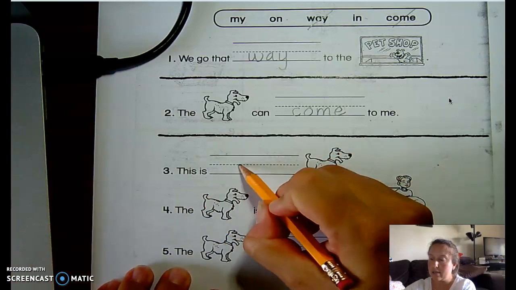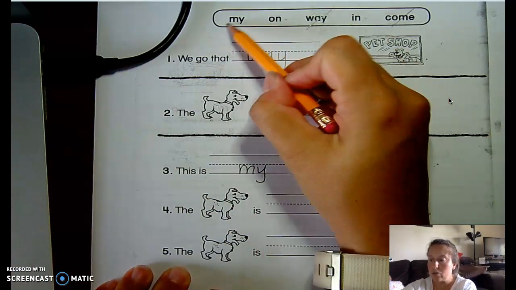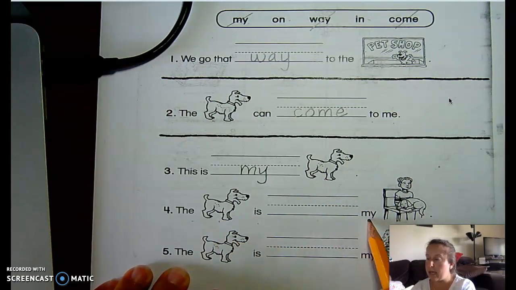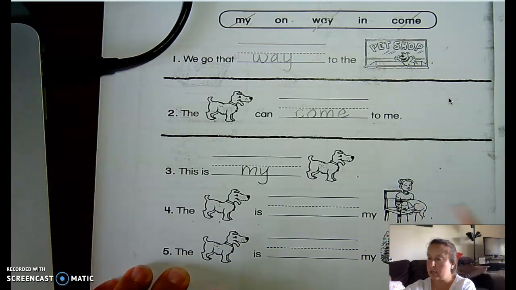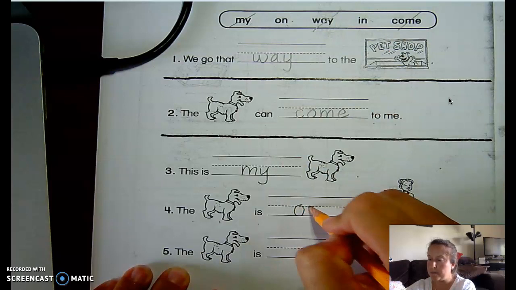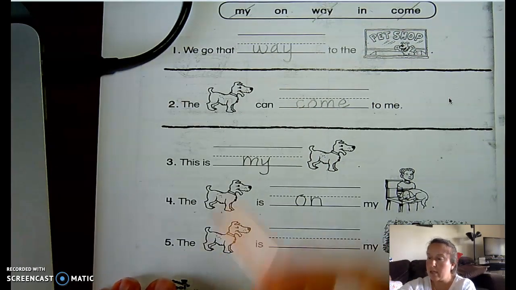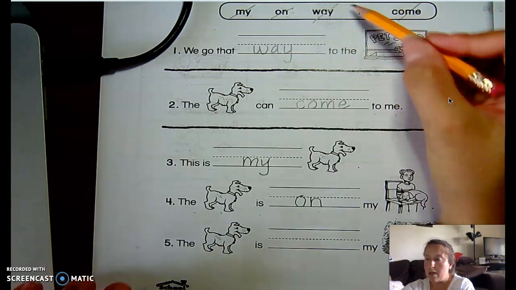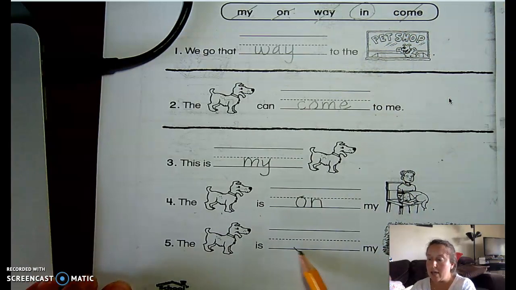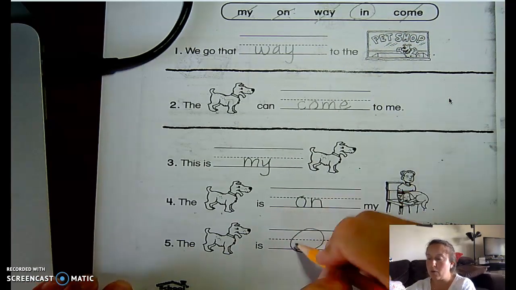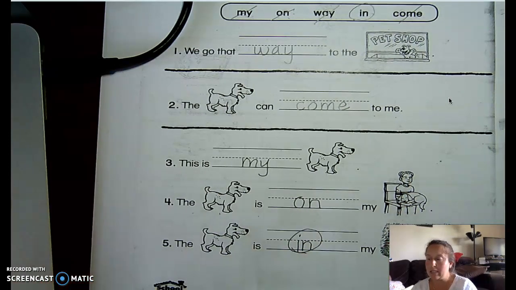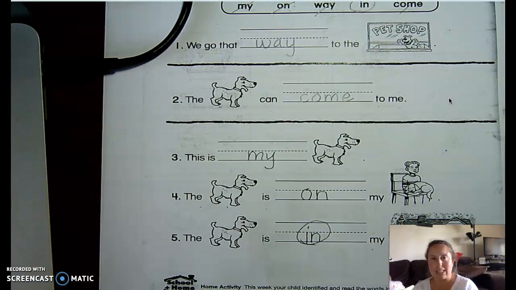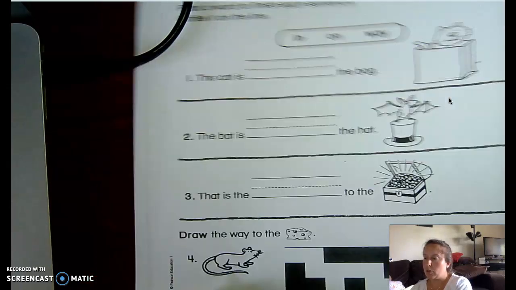This is my dog. The dog is blank my lap. He is on my lap. The blank, did you notice I forgot? Now here's another reason why we cross out the words after we use them. I only have 1 word left, and I only have 1 sentence left. So what does that mean for this answer? That one fits. The dog is in my house. Excellent work, guys. Let's go to page 2.